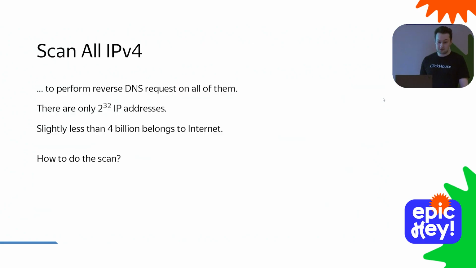And I want to get the data set by scanning just the whole IPv4 address space. I want to perform reverse DNS requests on all IPv4 addresses. It is slightly less than 2 to the power of 32 IP addresses, so about 4 billion IPv4 addresses belong to the internet. And I want to scan all of them. How to do it?